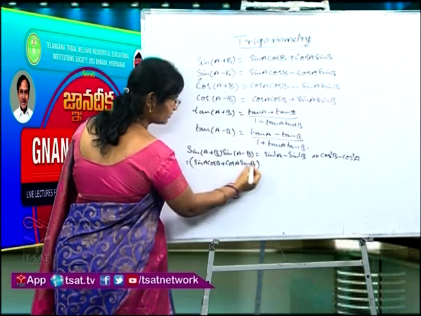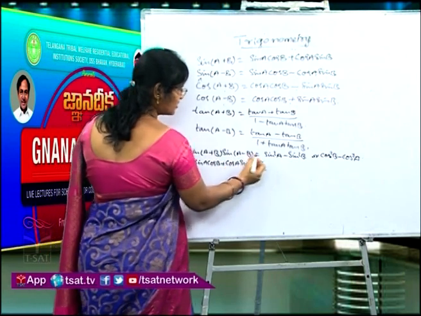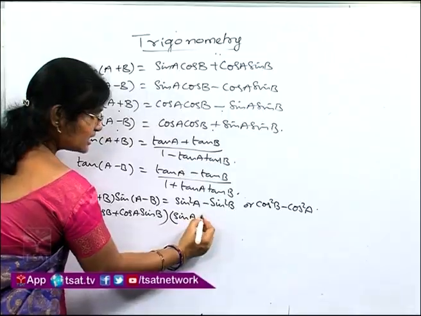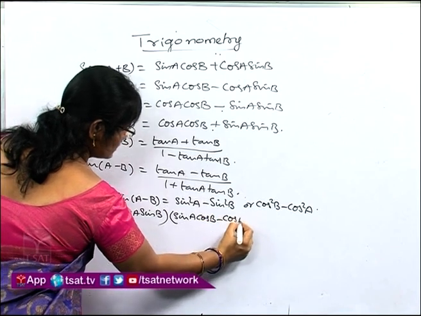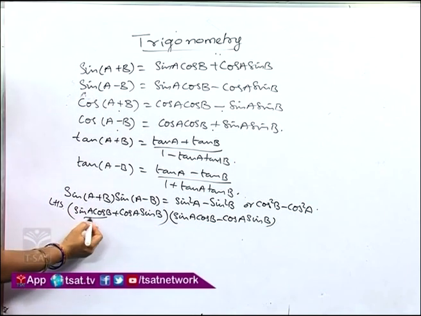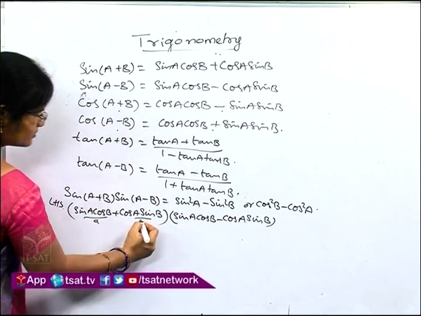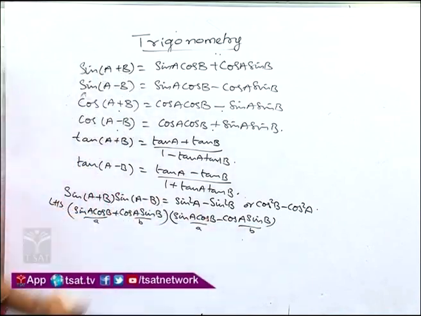See, sin of a plus b we know, sin a cos b plus cos a sin b, into, now only LHS I am taking, sin of a minus b, sin a cos b minus cos a sin b. If you observe, children, if you take this one as a and this one as b, and this is a and this is b, it is in the form of a plus b into a minus b.